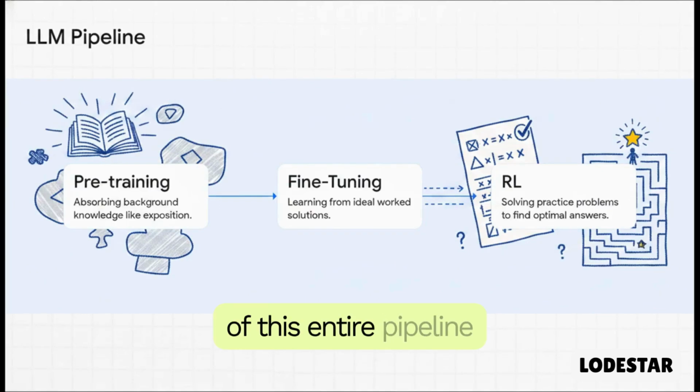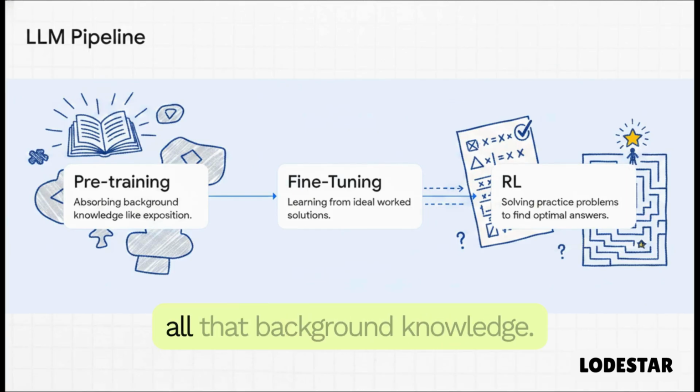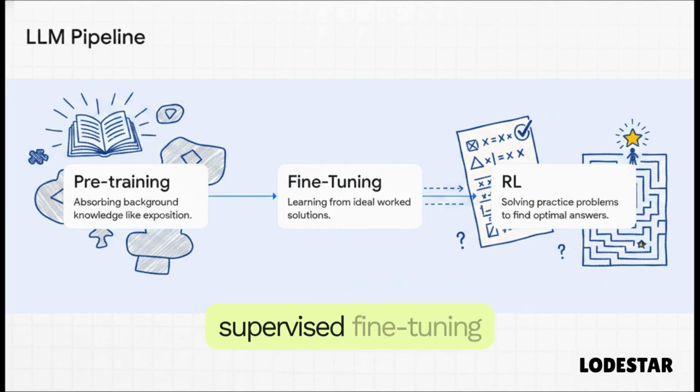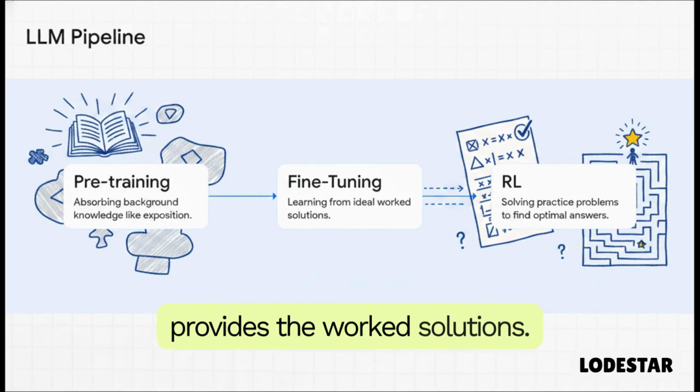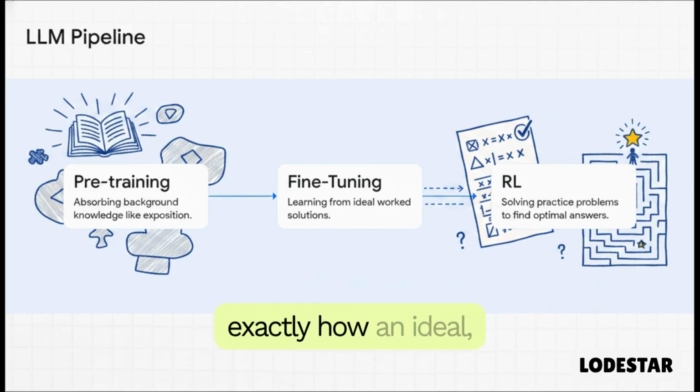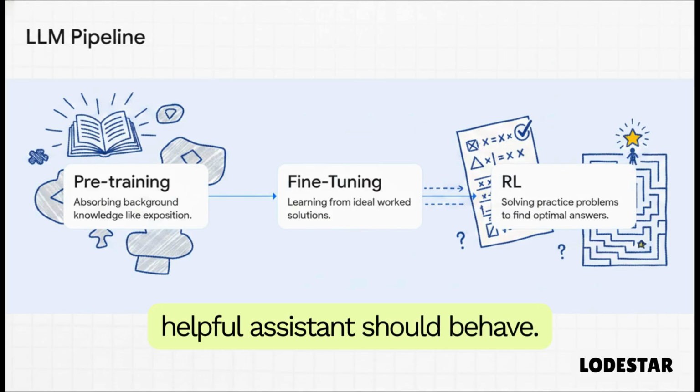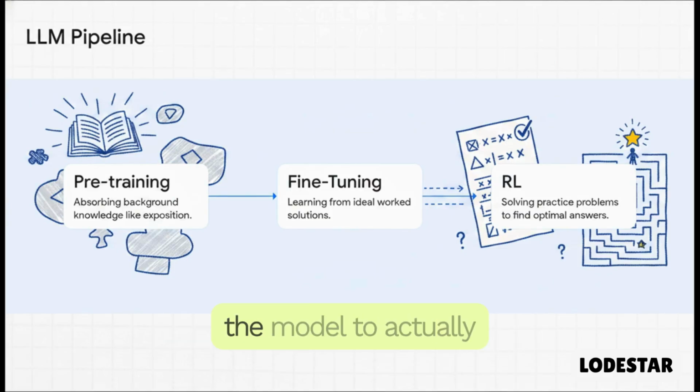You can think of this entire pipeline kind of like school textbook learning. Pre-training is like reading the exposition. You're just absorbing all that background knowledge. Then, supervised fine-tuning provides the worked solutions. It shows the model exactly how an ideal, helpful assistant should behave. Finally, reinforcement learning forces the model to actually solve practice problems so it can discover the optimal ways to arrive at the final answer entirely on its own.